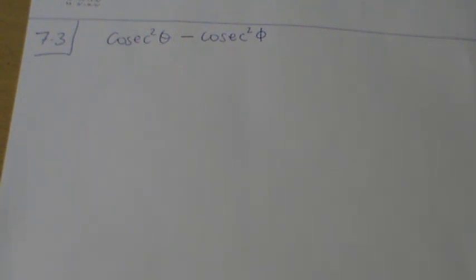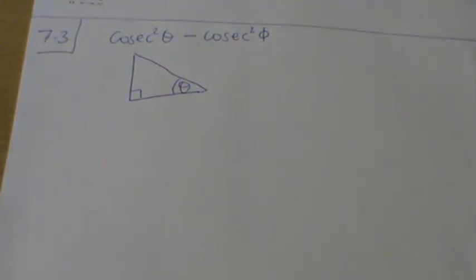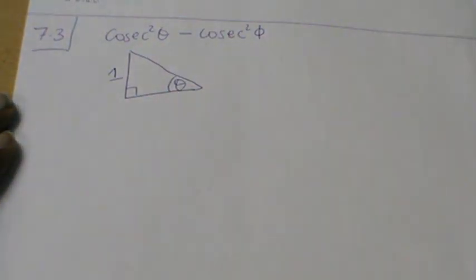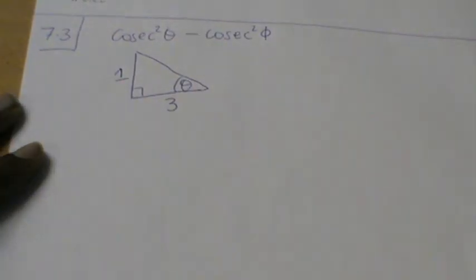So this question, we have done something similar, except this time we will need two triangles. So I draw the first triangle with theta in it. So this is 90, theta, I put it over here. And then I'm told that tan of theta is 1 over 3. Now remember, tan is the opposite, so it's 1 over the adjacent, which is this one. So this is 3.